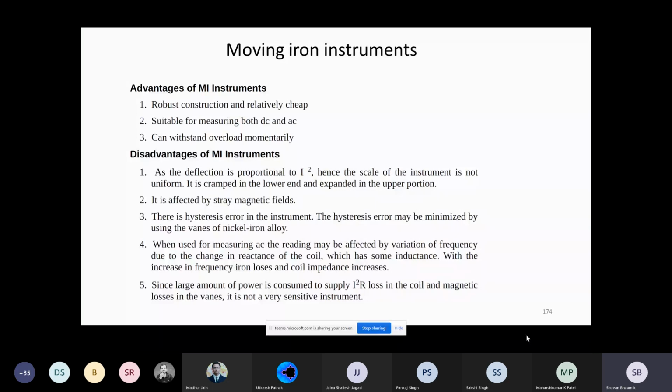That is not desirable, because our main principle says that when you want to measure something, we should not introduce a meter into the circuit that introduces a loss, so that the overall character of the circuit and of the system is changed, or the loss happens in the meter. That should not happen, but it is very rarely avoidable in a moving iron instrument, because a huge current passes through it. There are I squared R losses, hysteresis losses, and magnetic losses in the vanes, and this instrument is not very sensitive.